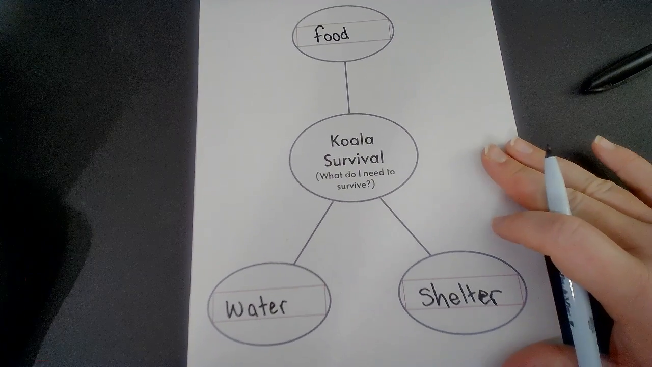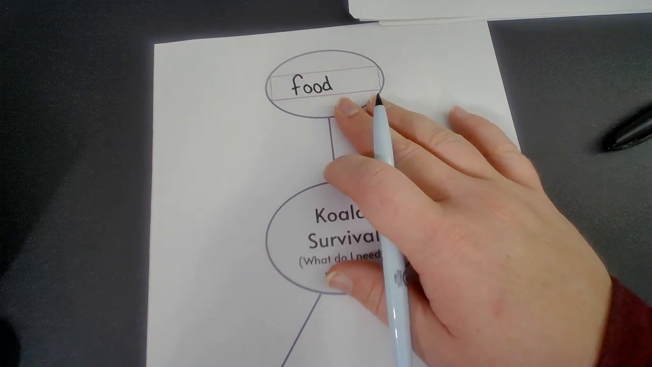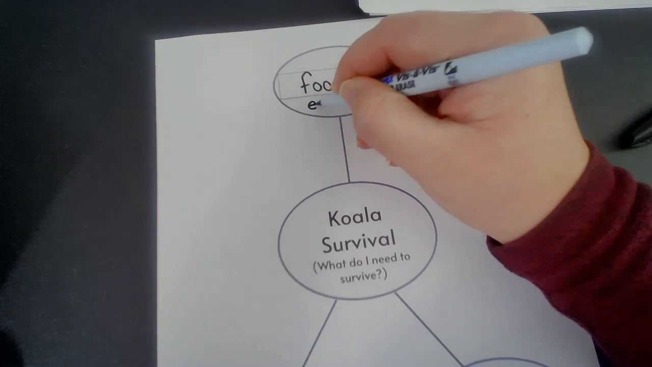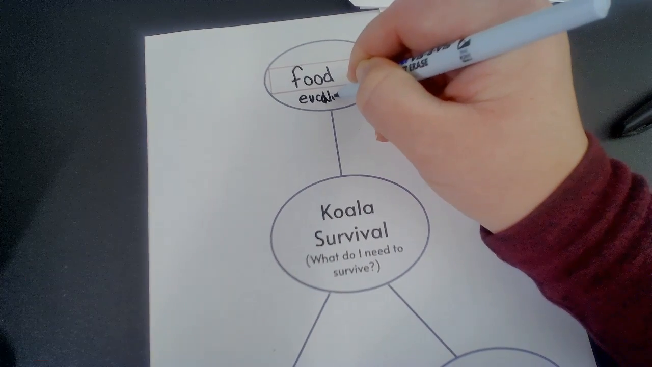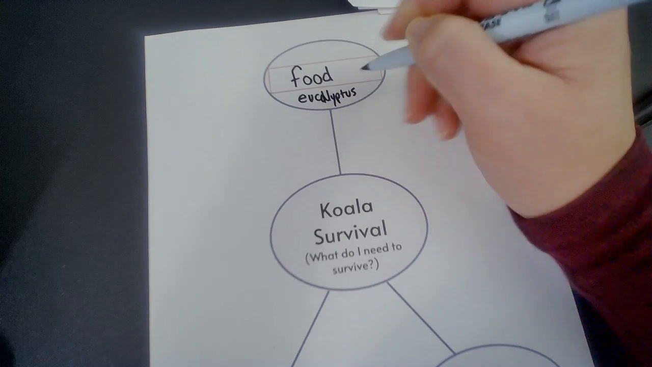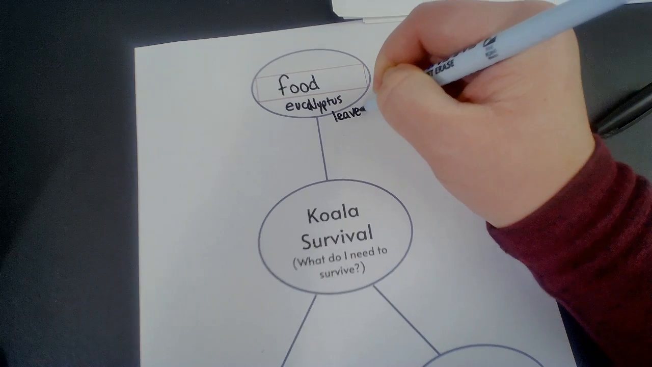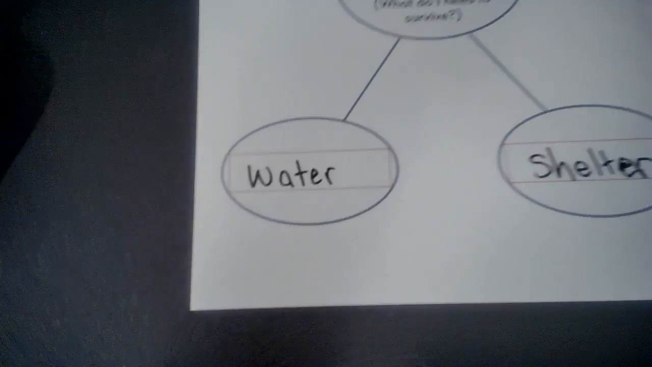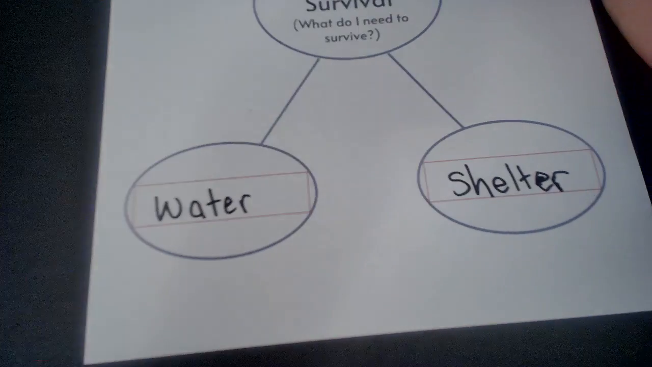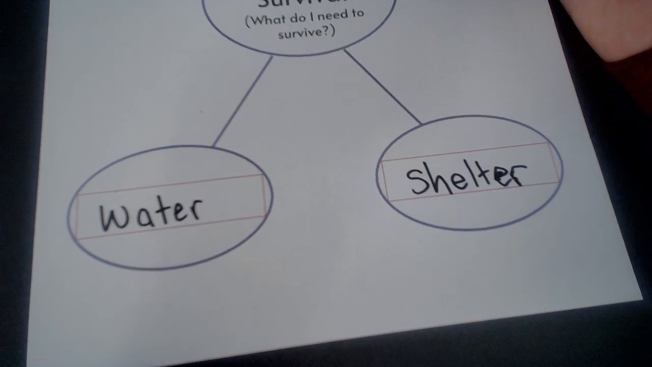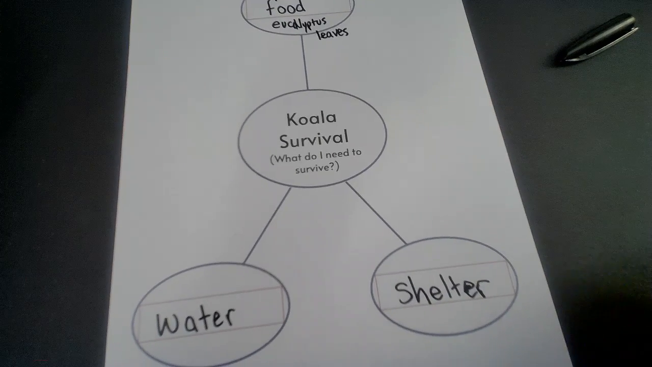If you want, you can add a little bit more details. Do you remember what they eat for food? They eat eucalyptus leaves. Eucalyptus leaves. And you can go back and look at yesterday. And then water. They get water from the eucalyptus leaves as well. And shelter. Where do they live? So if you want to add more details, you can add more details.